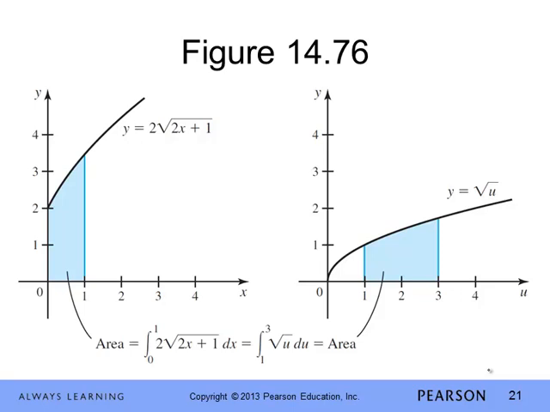So after we do that change of variable, this is what it looks like. Instead of x, we have u. And x varies from 0 to 1. Well, after we do the substitution that u is equal to 2x plus 1, as x goes from 0 to 1, u goes from 0 to 3. Here's the square root of 2x plus 1 graph. Here's the square root of u graph. So hey, it's just a little bit more simple. But imagine what that could do for us for other situations.